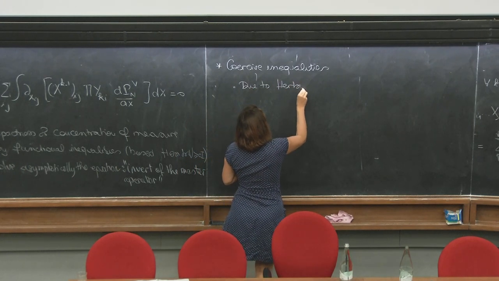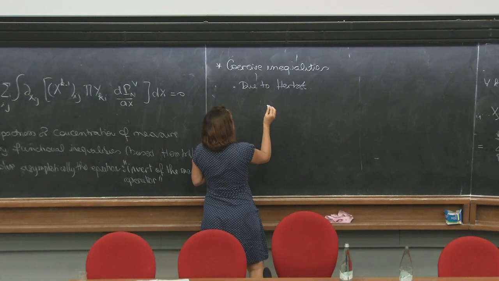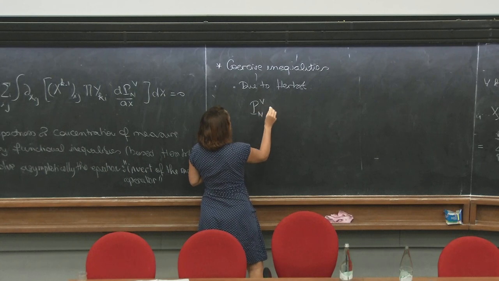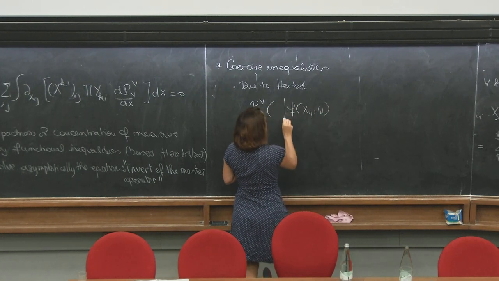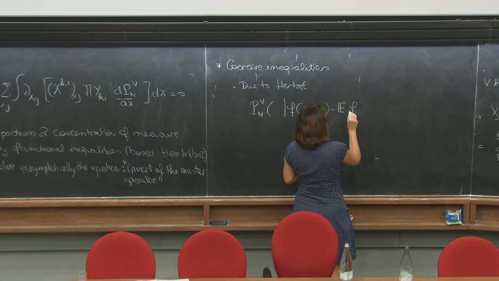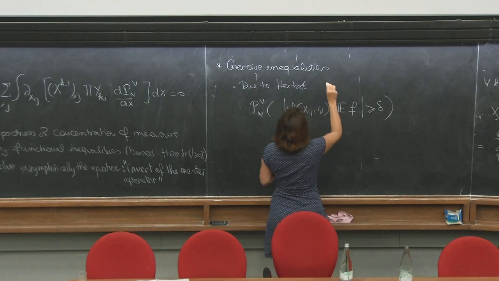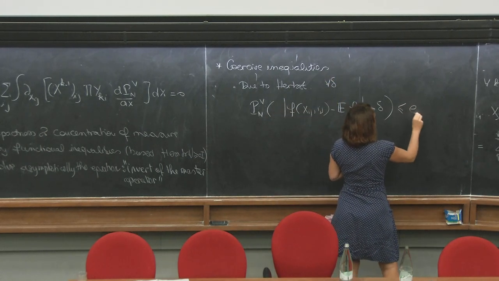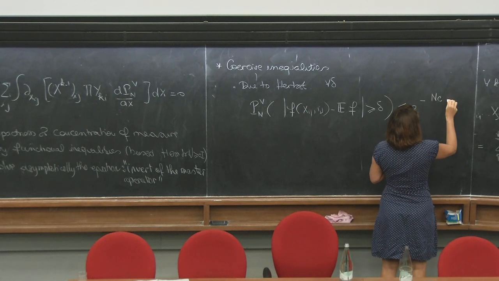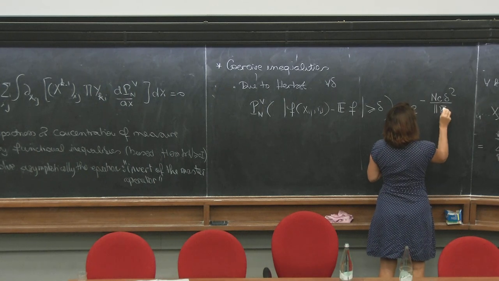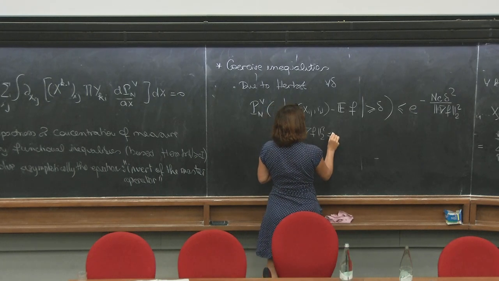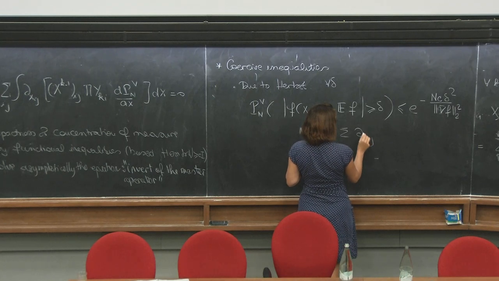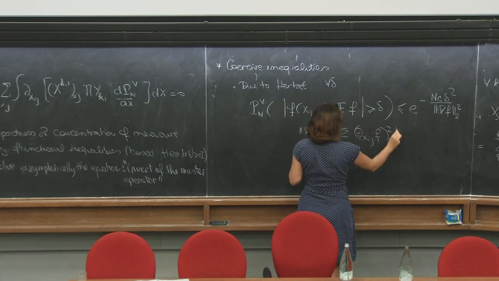Herbst. So we have the concentration, which says that if we look under P_n^V, and we take any function f of the entries, minus its expectation, the probability that this is greater than delta is going to be bounded by exponential minus n c delta squared divided by what I will denote ‖grad f‖_2 squared. And here, ‖grad f‖_2 squared is the sum of the derivatives squared, and you take the L infinity norm.